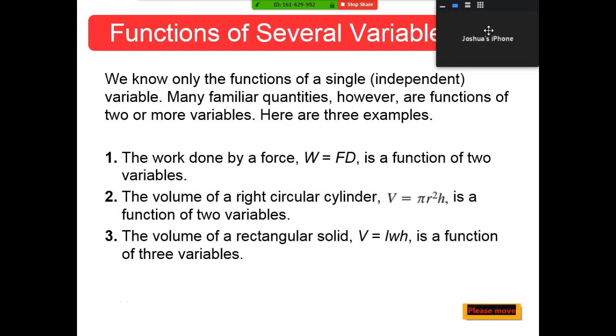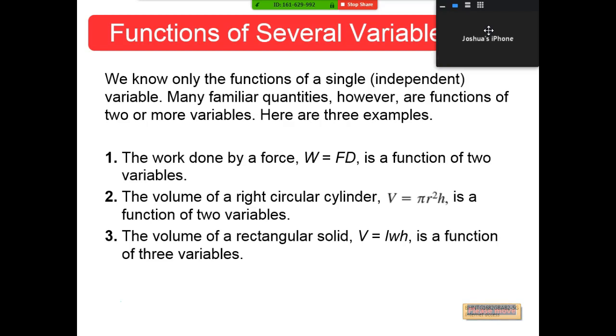The volume of a right circular cylinder, V equals pi r squared h. That's a pretty standard kind of formula. But your radius could be a variable and your height could be a variable, and they don't have to depend on each other. So there's a volume depending on two.